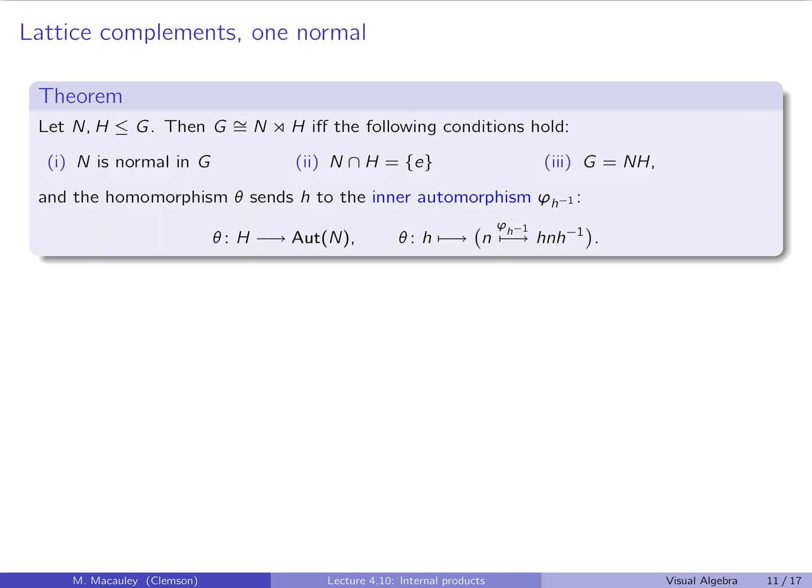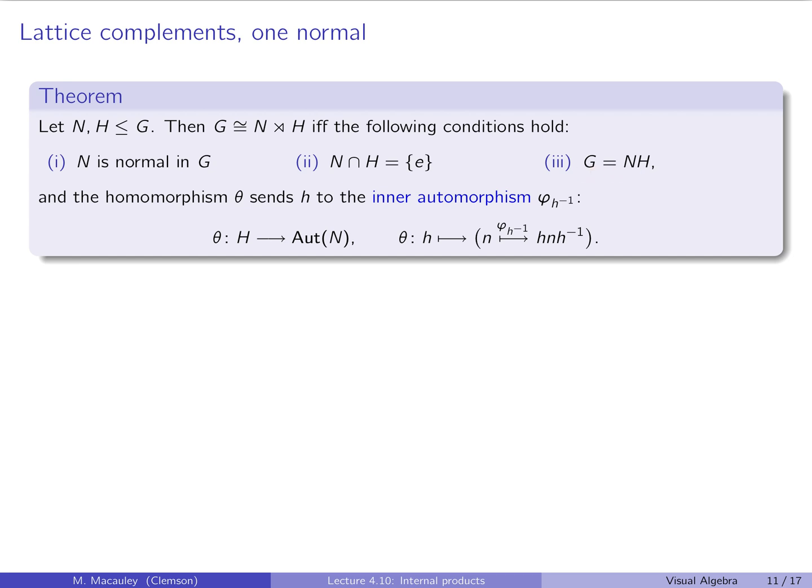Let's now prove the analogous statement for semidirect products. So this time we have lattice complements when only one of them is normal. In particular, if N and H are subgroups of G, then G is a semidirect product of N and H if and only if the following conditions hold. One of them has to be normal. Let's, without loss of generality, say N, N for normal. And then N and H are lattice complements. So they intersect trivially and they generate G. So G is N times H.